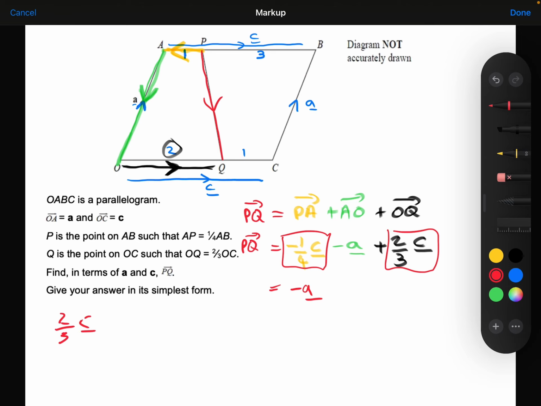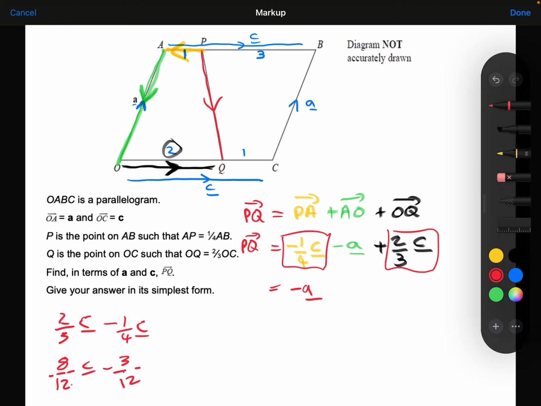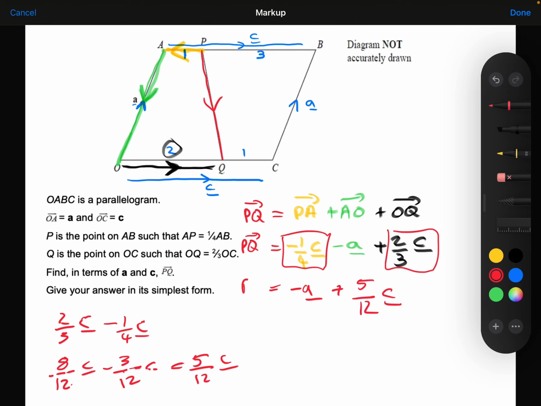Let's just do a bit of rough working out to work that out. 2/3 C minus 1/4 C. I need a common denominator, so I'm going to write the 2/3 as 8/12. And I'm going to rewrite the 1/4 as 3/12. And I can see now that taking those away will give me 5/12 of C. And this is my vector P to Q in its simplest form.